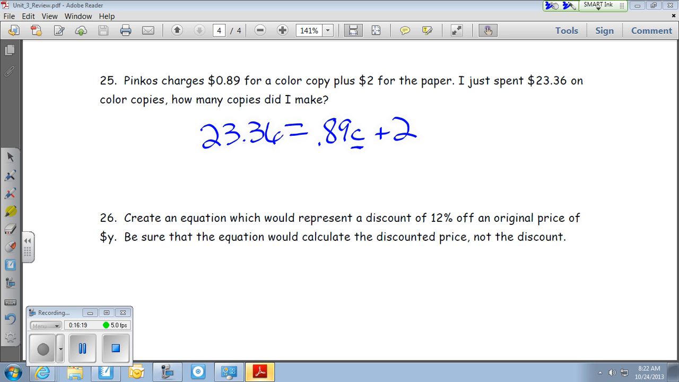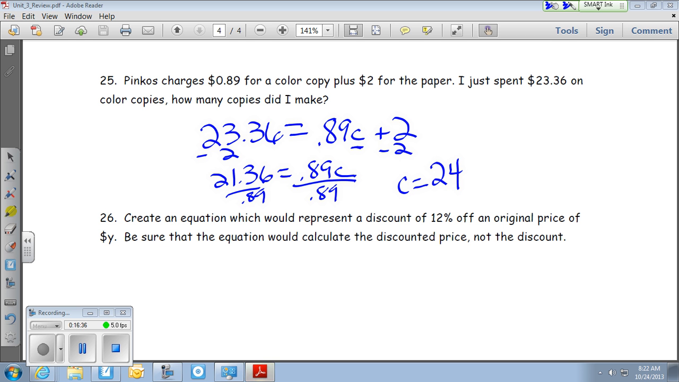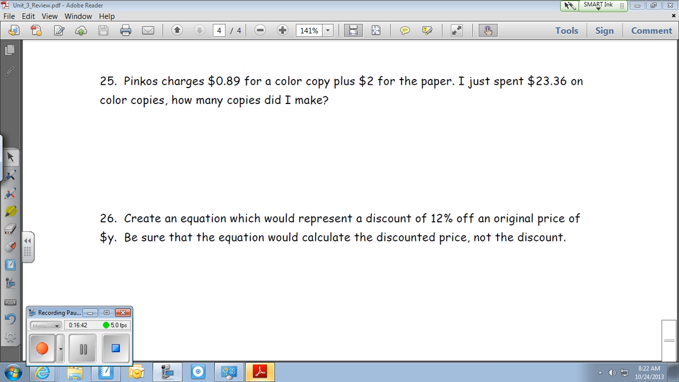We're going to isolate C. So the first thing I'm going to do is subtract 2 from both sides. I get 21.36 is equal to 89 cents a copy. Then I'm going to divide both sides by 89. And you should end up with C, the number of copies, is 24. So, simple equation, you set it up using a real-life problem.